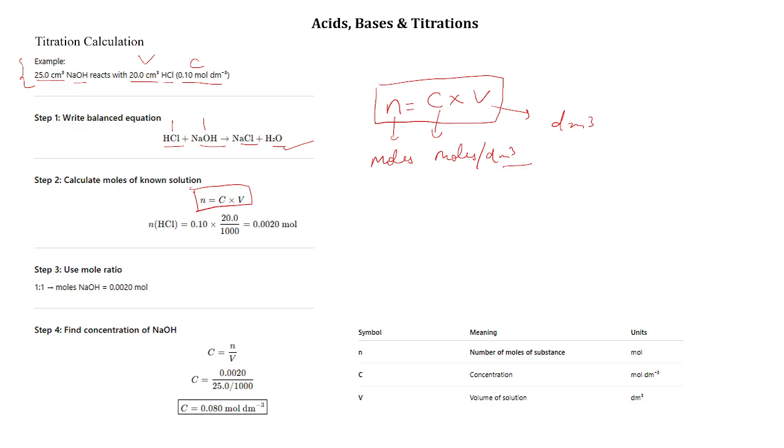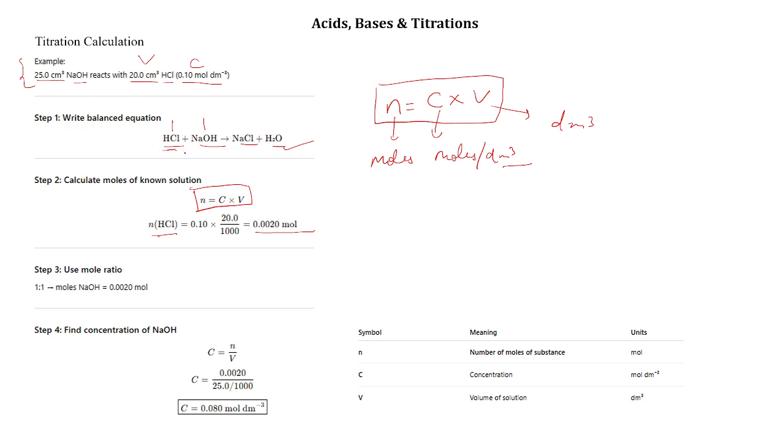So you have to be very careful about units. Here it is given in centimeter cube, and you have to convert it into decimeter cube, so you divide by 1000. Here you have C and you have V, so you can easily calculate the moles of HCl: 0.0020 mole.